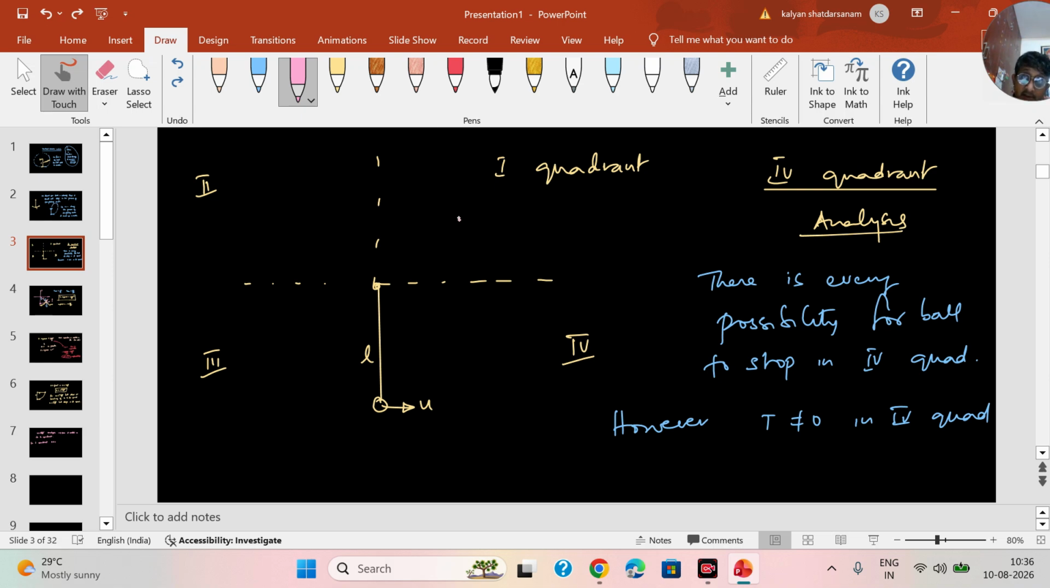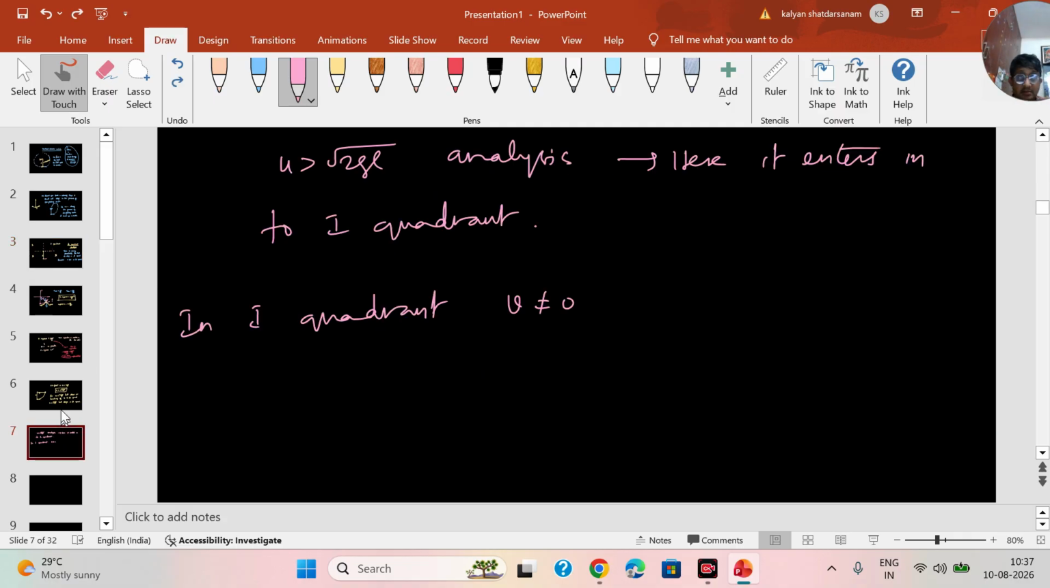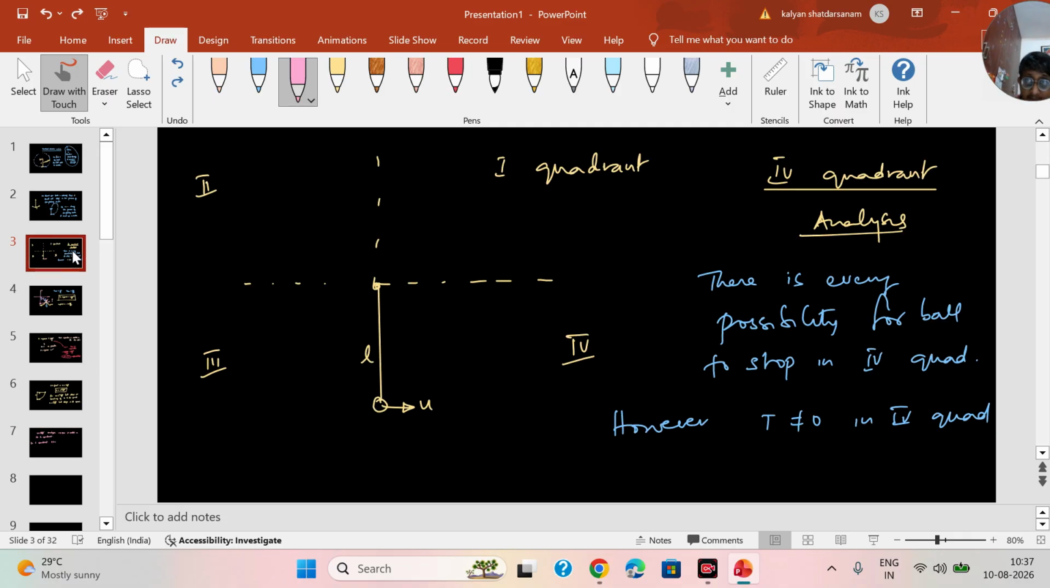What can happen? Tension can become 0. So it was going nicely in a circle, tension became 0 and it came like this. That is possible, but it never stopped. So in the fourth quadrant, if you go back, it could stop, but tension will never be 0 in the fourth quadrant. In the first, it is the reverse. It won't stop, but tension can be 0 here.